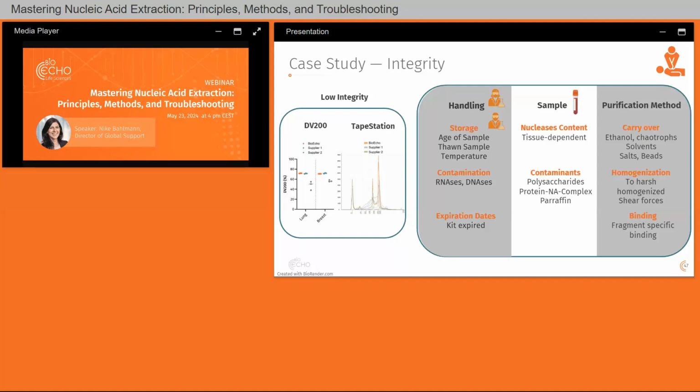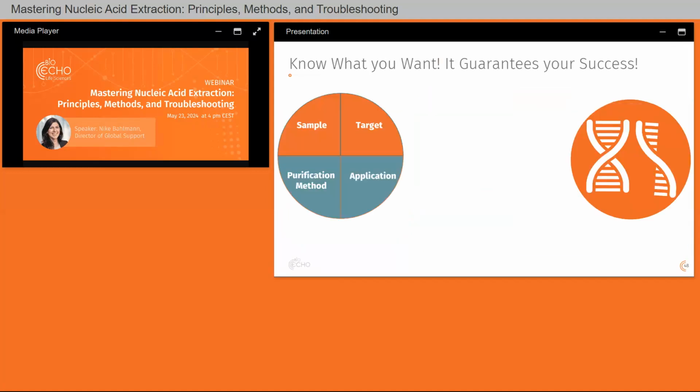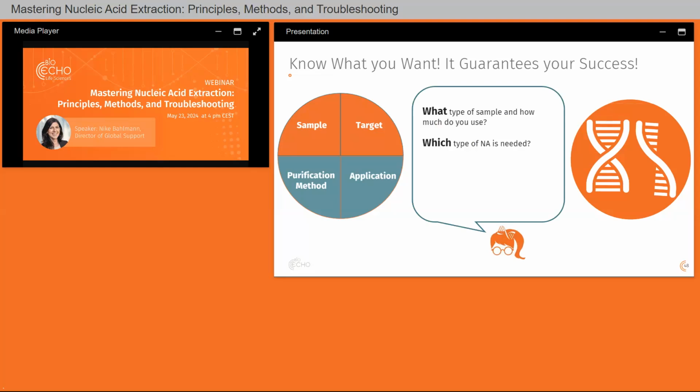I came up with a lot of stuff today. As I said, you can always go back and check the webinar out. To narrow it down, I want to give you four important questions to understand how sample, target, application, and purification method are related to each other, and how I get my DNA and RNA out nicely. First: what type of sample and how much am I using? Study your sample and think about how much I need based on what your application needs. Which type of nucleic acid is needed?